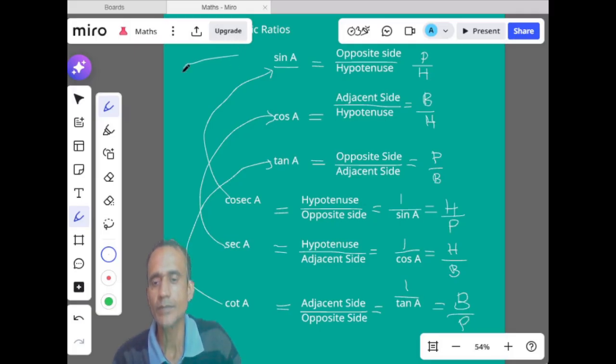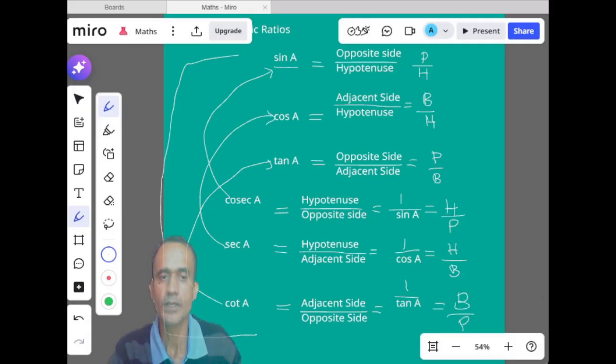So these are the main trigonometric ratios which we will study throughout this chapter, trigonometry, and based on these ratios we'll also study some trigonometric identities. And you should always remember that these ratios are always with respect to the angle. If the angle changes, the sides of reference for these ratios will change.